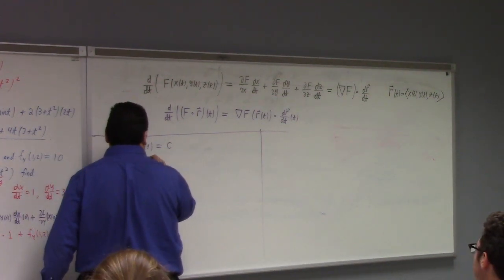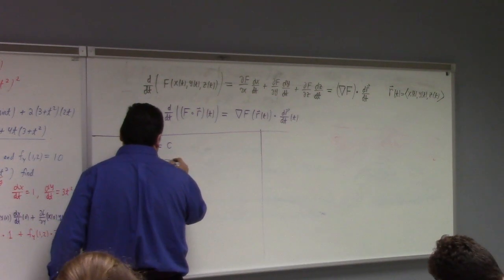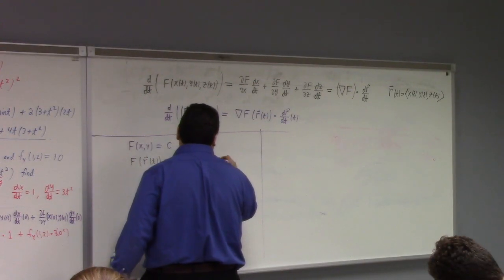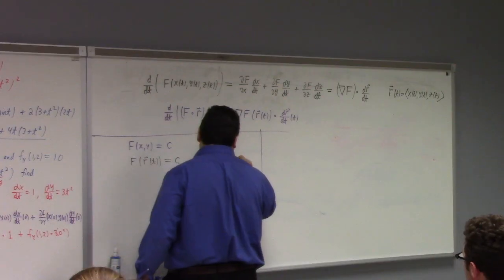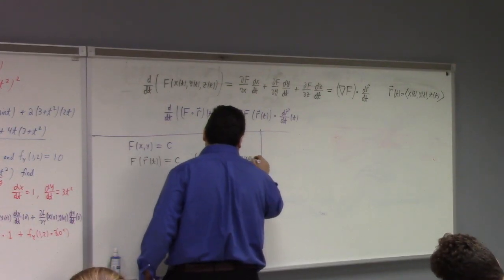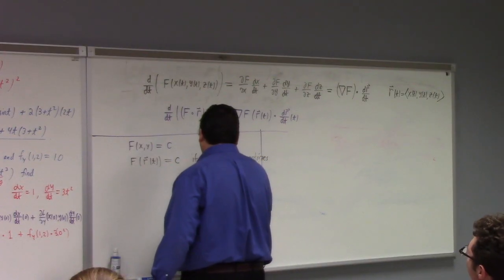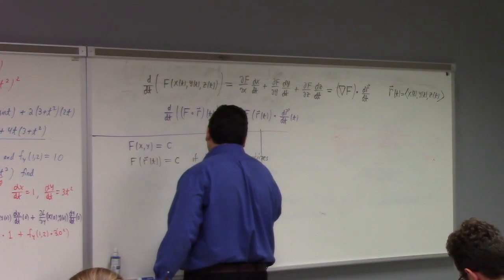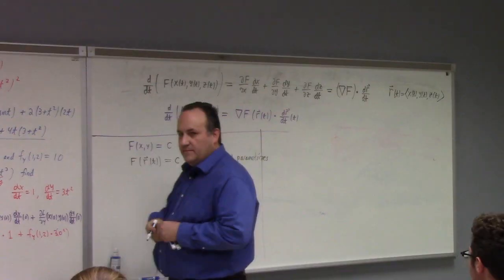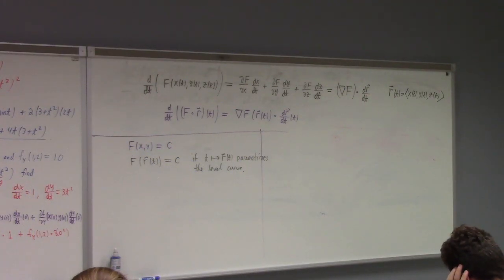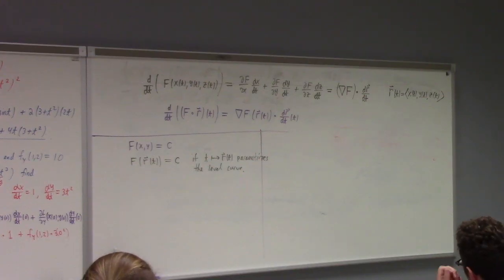F of r of t has to equal a constant if t maps to r of t, which parameterizes the level curve. Right? This is what we mean by parameterizes the level curve. You plug the formulas into the level equation and it works, right?